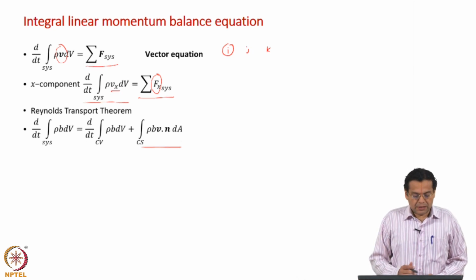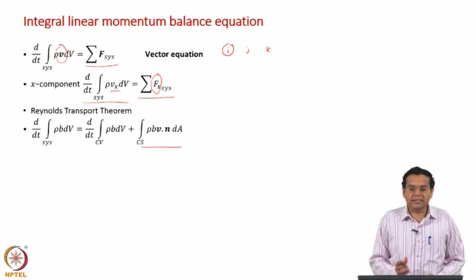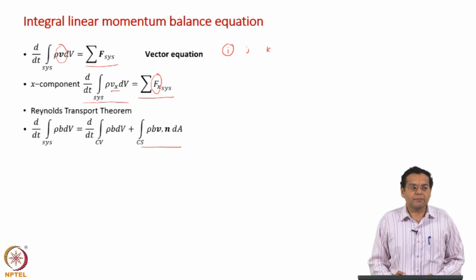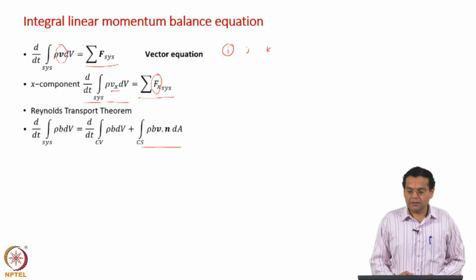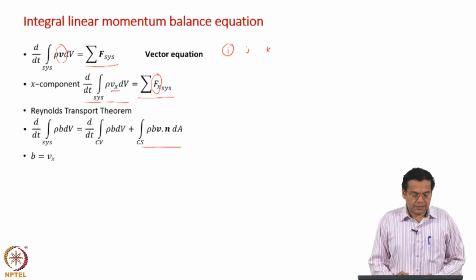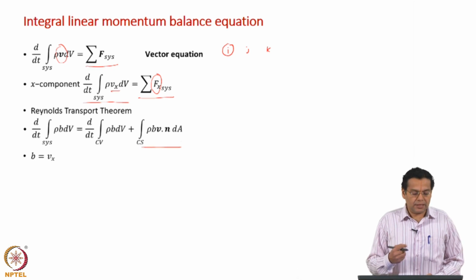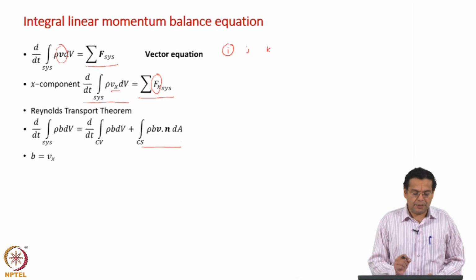Now, this equation holds for any general property. B could take on any values. For the case of mass balance, B was 1. Now, we have seen that B is the velocity vector, and because we are working in terms of x component, B becomes Vx. So, we are going to apply this Reynolds transport theorem taking B as Vx.